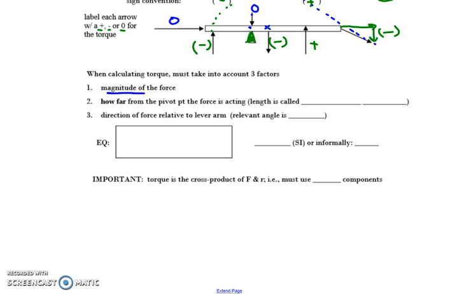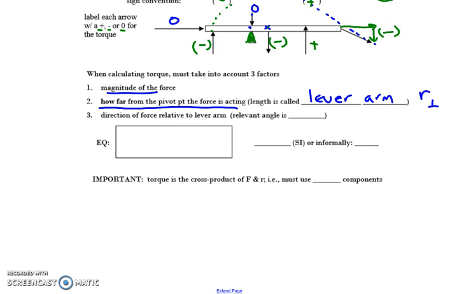You've got to know the magnitude of the force. That's generally pretty straightforward. The second part is the hard part. How far from the pivot point is the force acting? We have to talk about that, and that's called the lever arm. And we're going to give this the symbol R perpendicular.